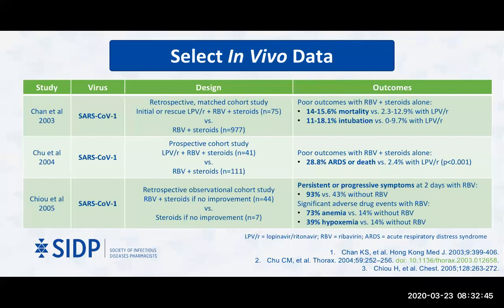These are lower quality data. These are smaller numbers. There's issues with the trial design in this case, but at least descriptively, we're certainly not getting any signals that ribavirin will be a panacea for SARS-CoV-1.